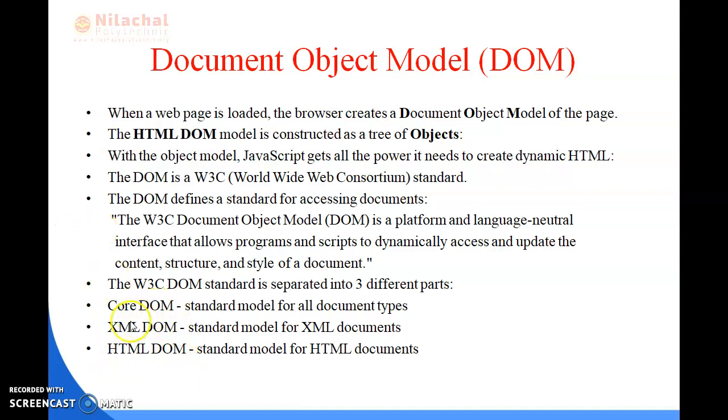Let's see what the core DOM is: the standard model for all document types. XML DOM is the standard model only for XML documents, and HTML DOM is the standard model only for HTML documents. So this is the document model. When the web page is loaded, the browser automatically creates a page model, which is known as the document object model. So these are all about the object model.